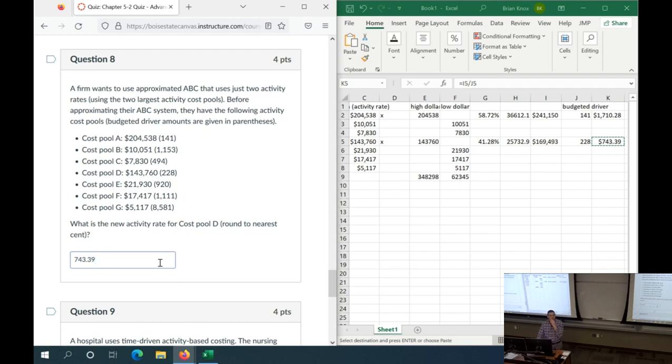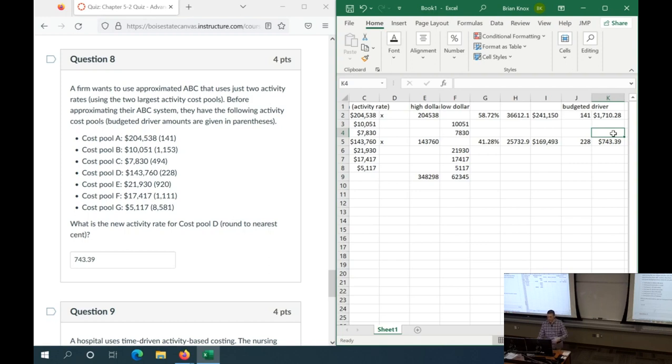Yeah. Why did you use the budget driver for just A and for just D, as opposed to figuring out the distribution of the driver from B, C, D, and E? So the reason is that's kind of the punchline of what using an approximated ABC system is, to not have to trace those cost drivers. And so I don't want to include them really at all.